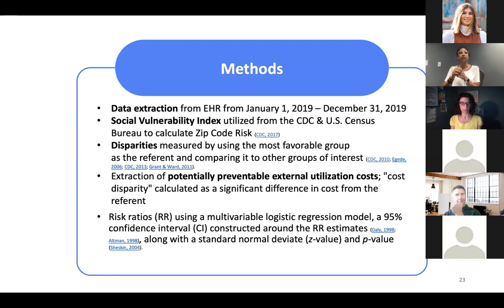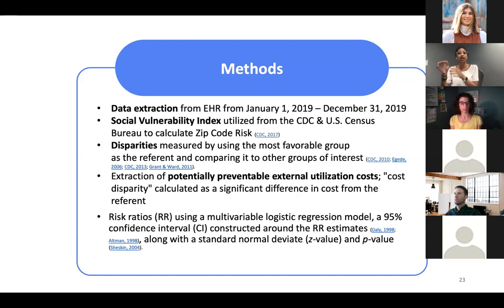The third thing we did is we measured disparities by using the most socially favorable group as the referent and comparing it to other groups of interest. So for race, we used white as the referent category, as non-white populations have worse health outcomes in the United States. And for zip code, we use low risk as the referent, as those in lower risk neighborhoods and environments are proven to have better health outcomes.